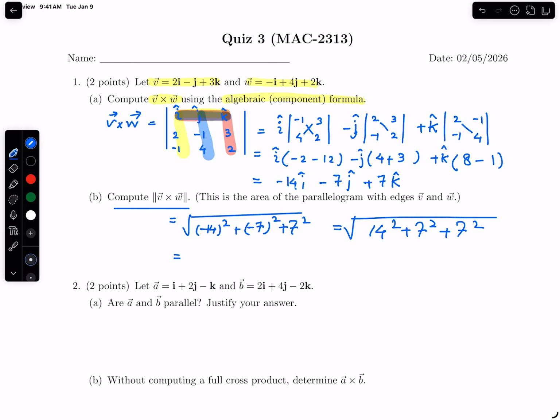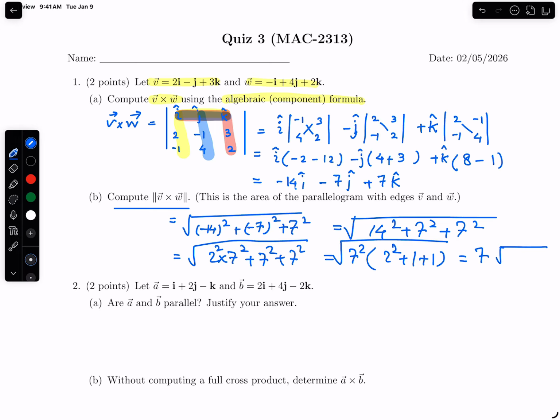For simplification, I'm writing the first one as 2 times 7. So 2 squared, 7 squared plus 7 squared, 7 squared. I can take 7 squared out. Then I have 2 squared plus 1 plus 1. The square root of 7 squared is 7, and then I have the square root of 6, because 2 squared plus 1 plus 1 is 6. This is the answer. If you don't want to do this, it's all okay. You can just leave it here, that's fine.